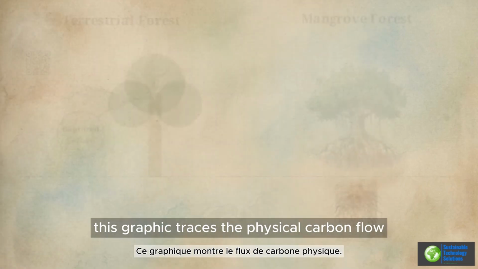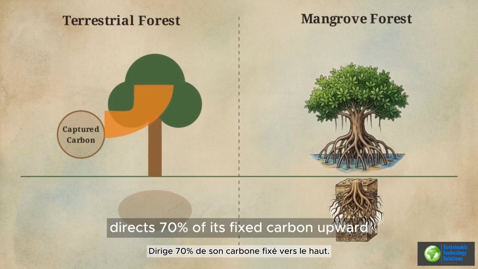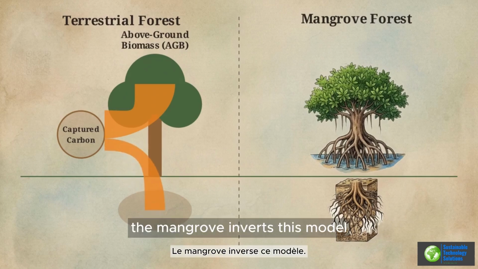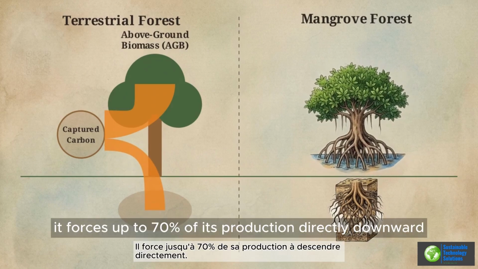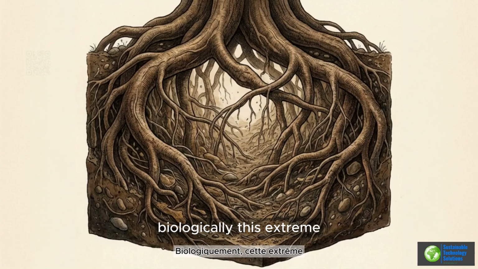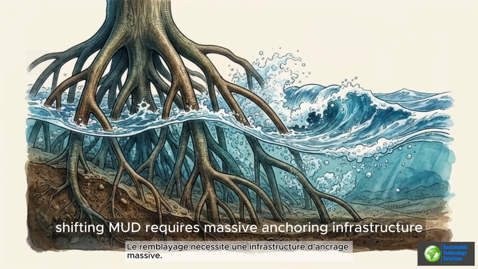This graphic traces the physical carbon flow. A terrestrial forest directs 70% of its fixed carbon upward into above-ground biomass. The mangrove inverts this model. It forces up to 70% of its production directly downward into its dense root system. Biologically, this extreme below-ground allocation is a strict requirement for survival. Withstanding the relentless physical assault of tidal surges and unstable shifting mud requires massive anchoring infrastructure.